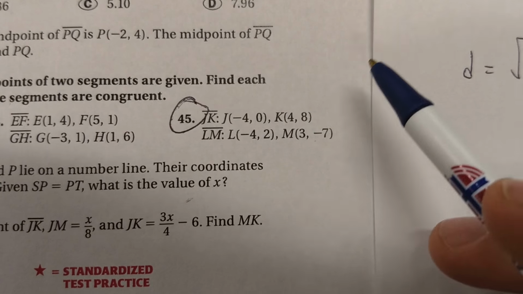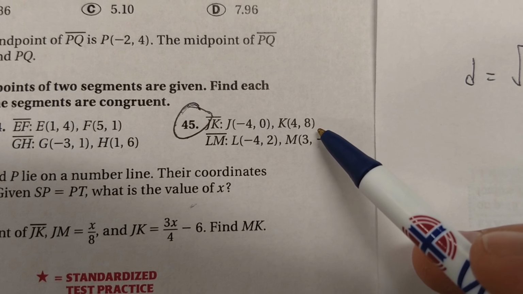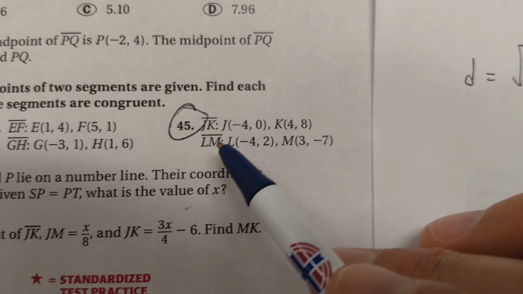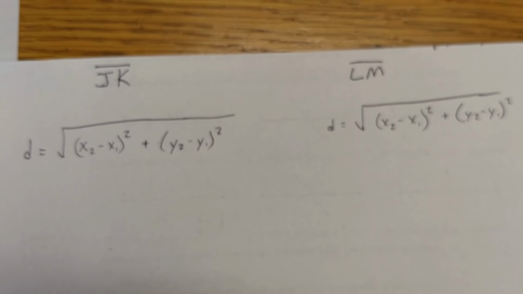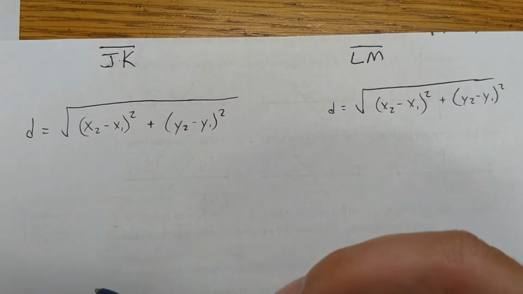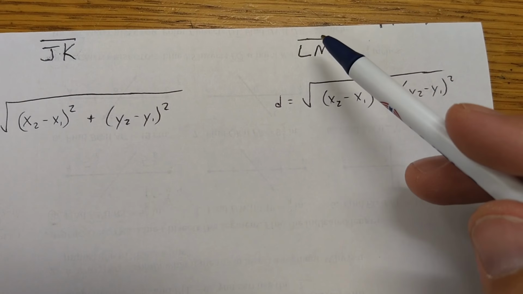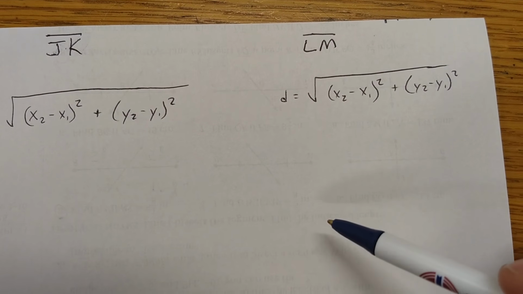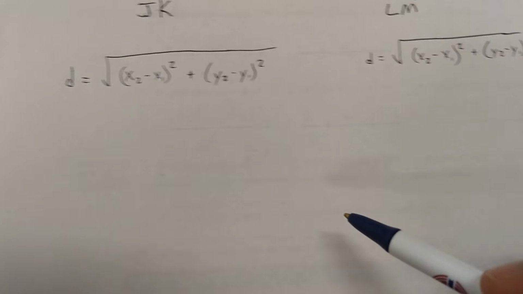So what we need to do is find the distance, and we're going to do that using the distance formula. So I've got JK and LM, and I set up my paper like this. I would just say, okay, well, here's JK. We're going to use the distance formula to find how long it is, and here's LM, and we're going to use the distance formula to find how long it is, and then compare the two.